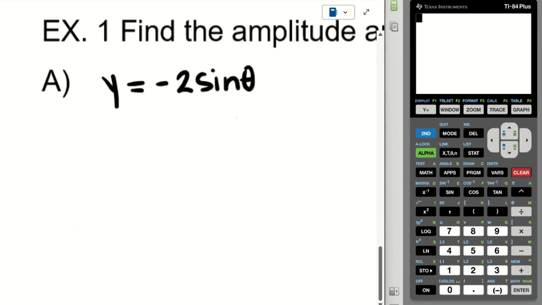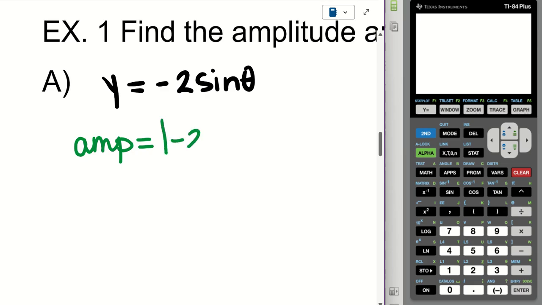So let's start with A, which says y equals -2 sine theta. So first thing I'm going to do is take this number that's being multiplied times sine. This has to do with the amplitude. So our amplitude is the absolute value of this number. So this is 2. So that means that this graph goes up to 2 and down to -2, or the total height would be 4, but amplitude is always half of the height.